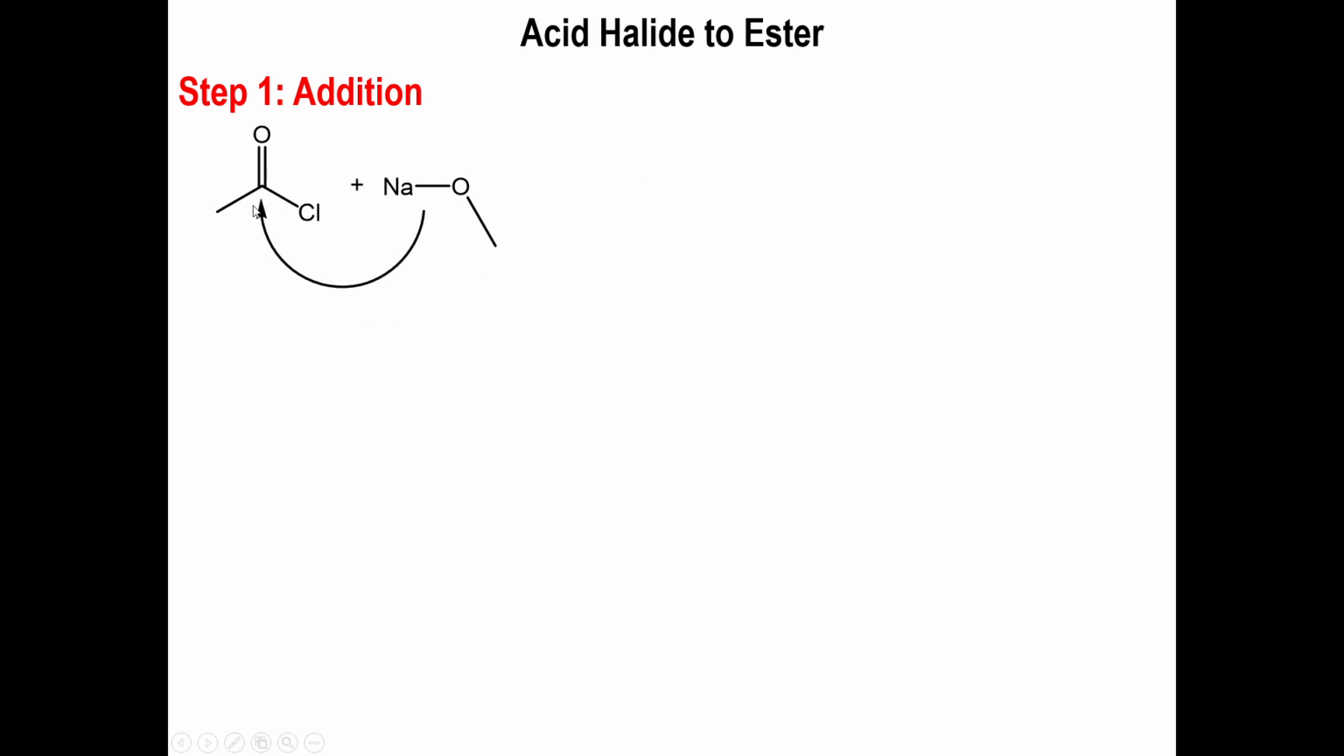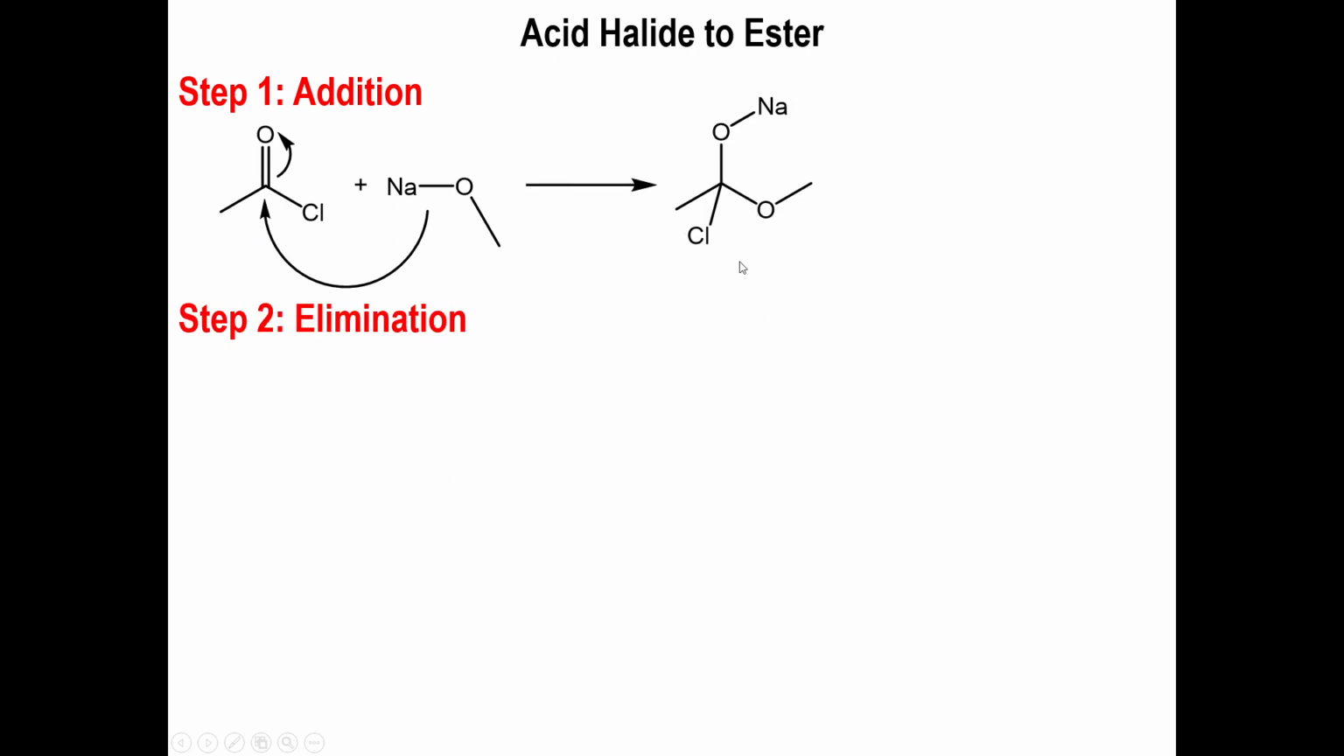Attack the carbonyl carbon, kick away the electrons back to oxygen, form the tetrahedral intermediate, and then we'll have the elimination step where the electrons come back from the oxide to reform the double bond and kick away the chloride. And right then and there, you form your ester, right? And of course, you have also kicked away sodium chloride in the process. So it's a simple method.